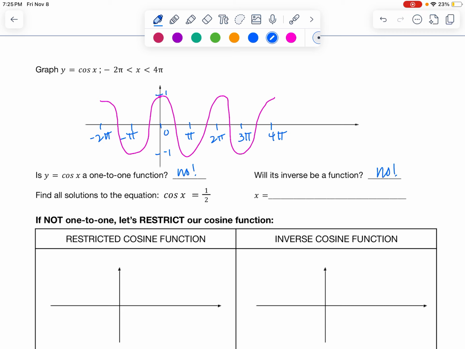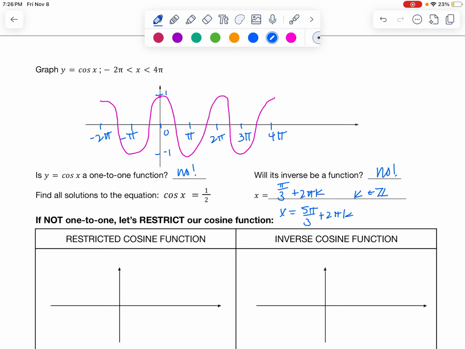Okay, now it's asking us to go and find the solutions to the equation cosine of x is equal to 1/2. This is when x is equal to pi over 3 plus 2 pi k, and then 5 pi over 3, yep, plus 2 pi k, again where k is in the set of my integers.